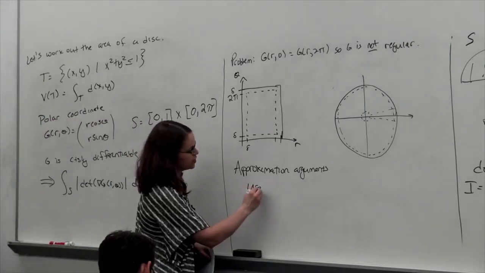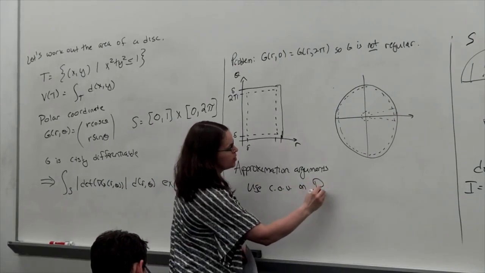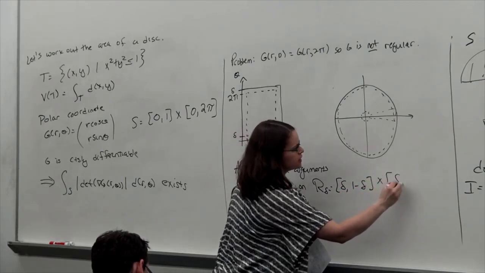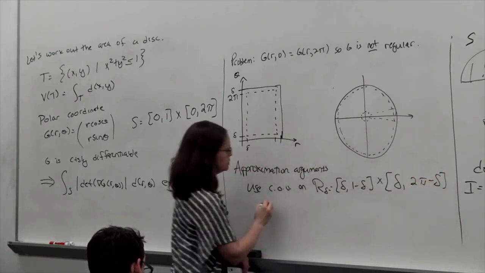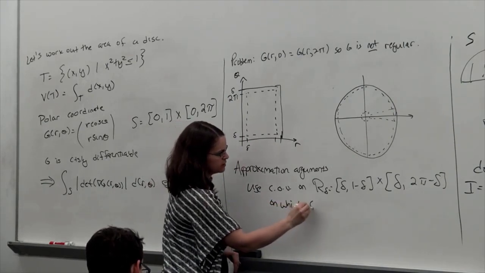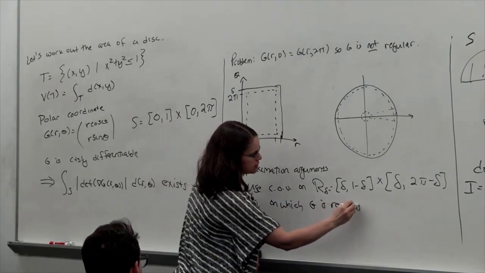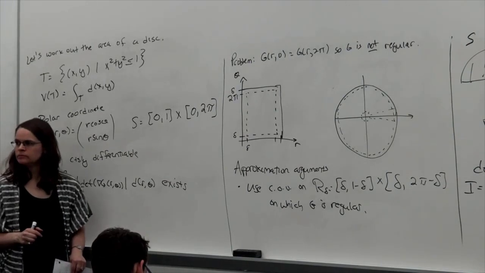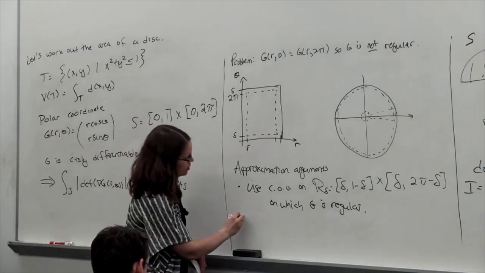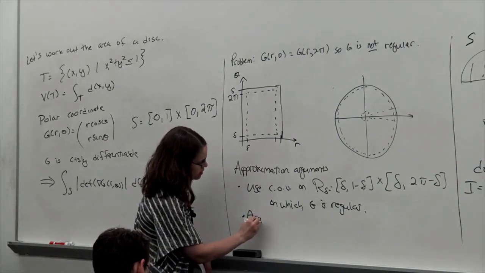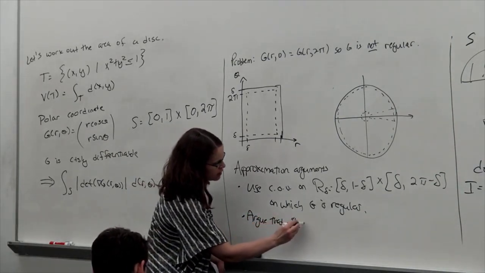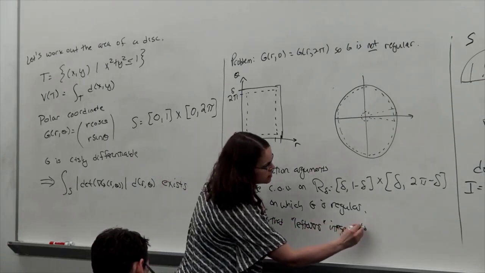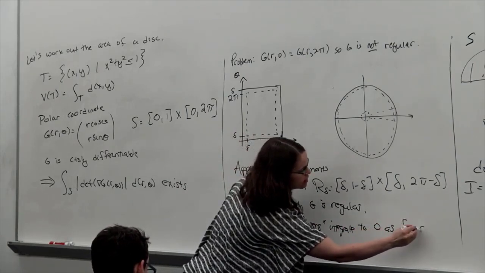Okay, so we use the change of variables formula on a smaller rectangle, maybe from delta to 1 minus delta and delta to 2 pi minus delta, on which g is regular. And then you argue that the leftover bits will integrate to 0 as we take delta in a limit to 0.